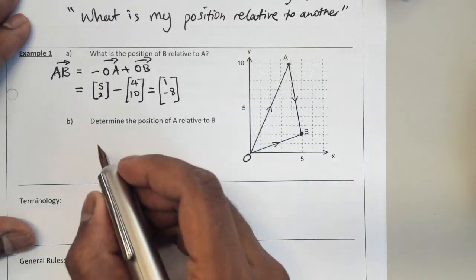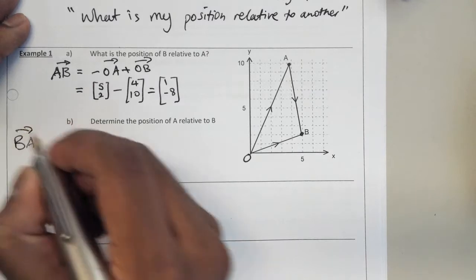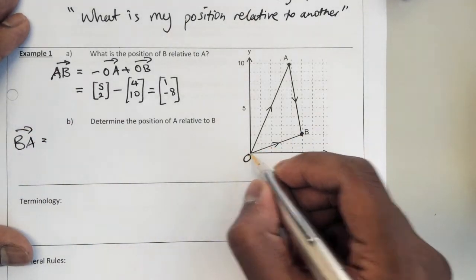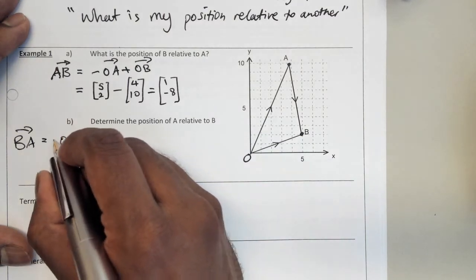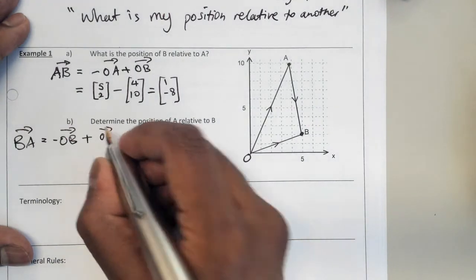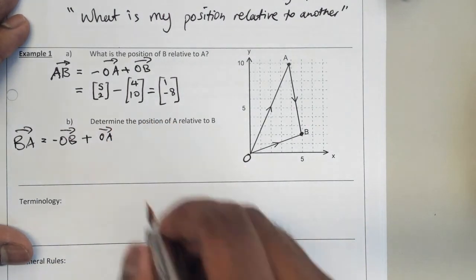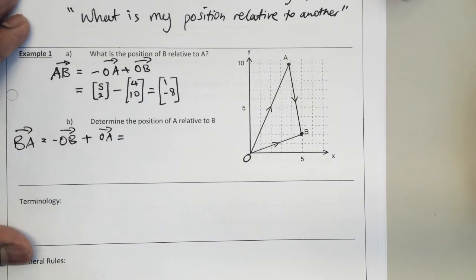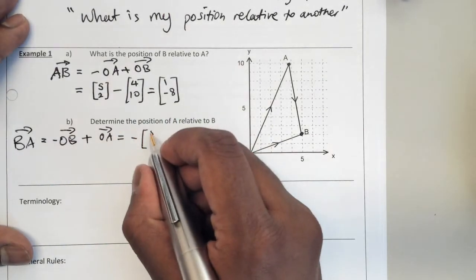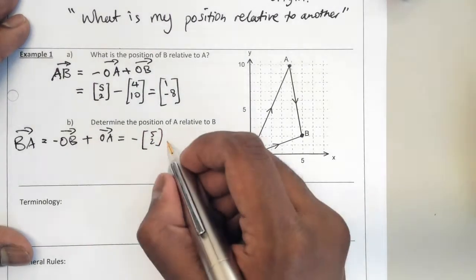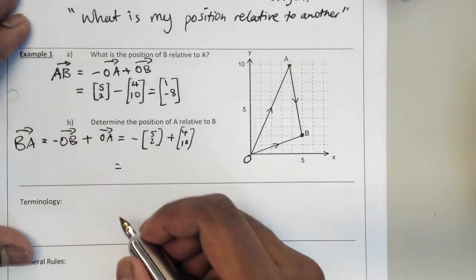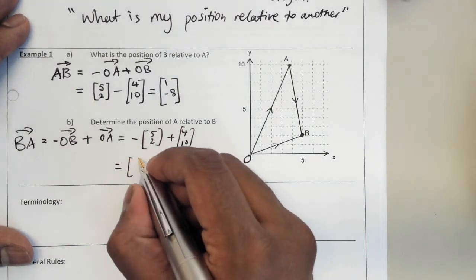Alright, so the same sort of thing. We want to go BA. So from B to A, we go negative OB plus OA. So negative OB, where's OB? 5, 2, plus 4, 10. Alright. And then I get 1, negative 8.